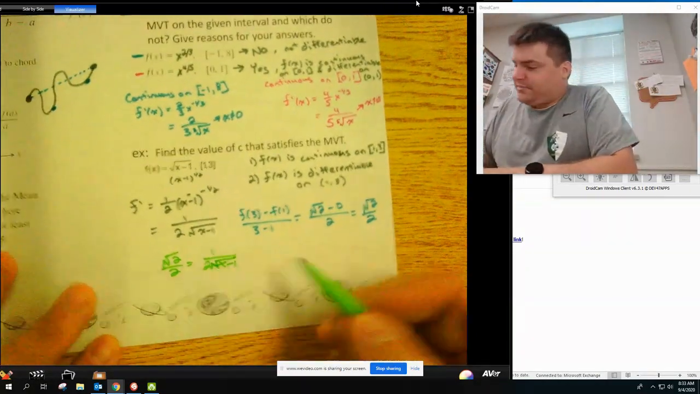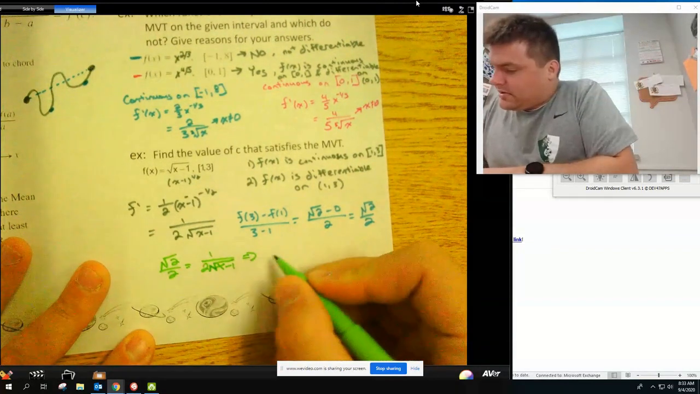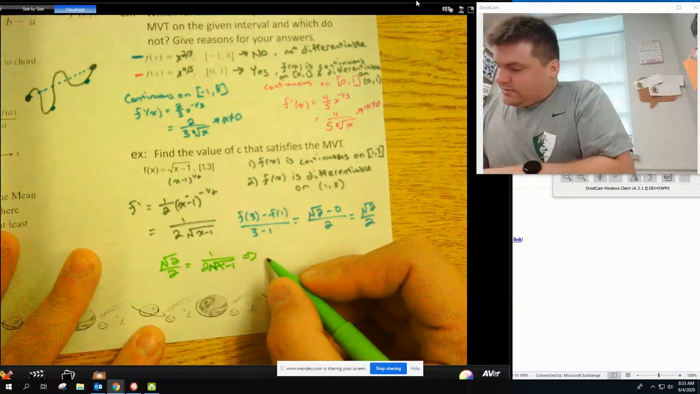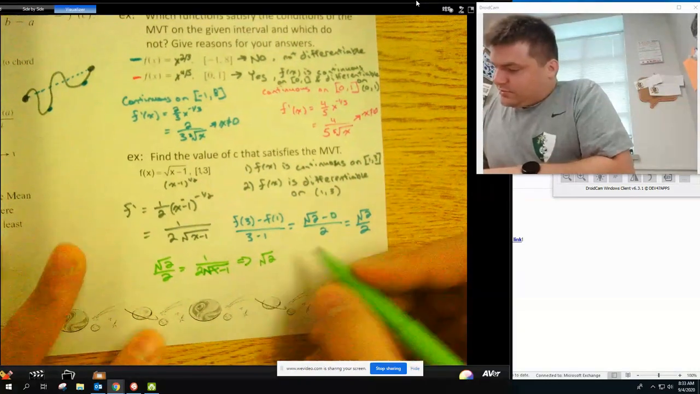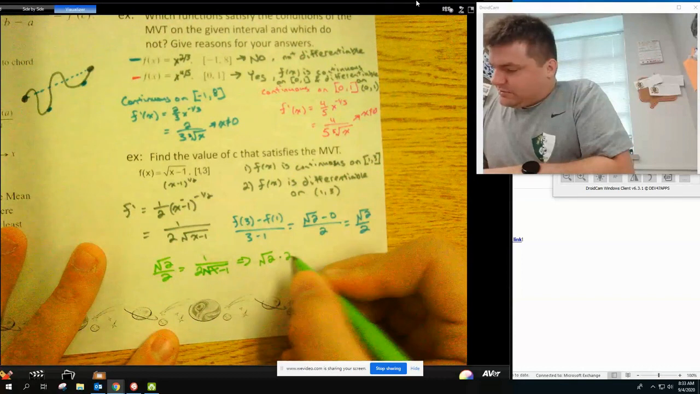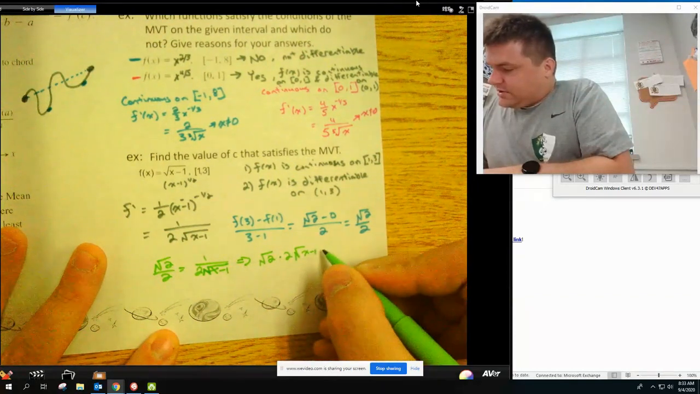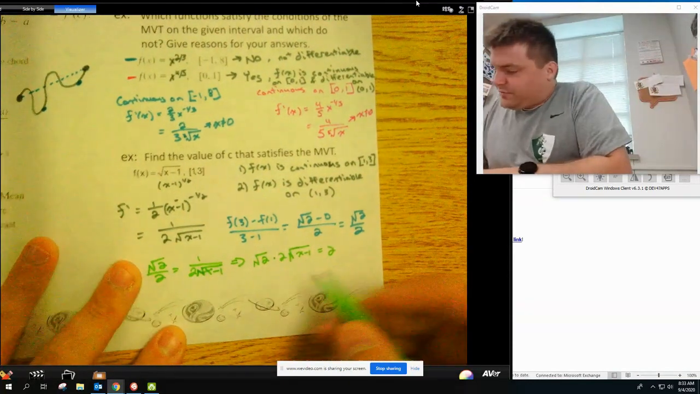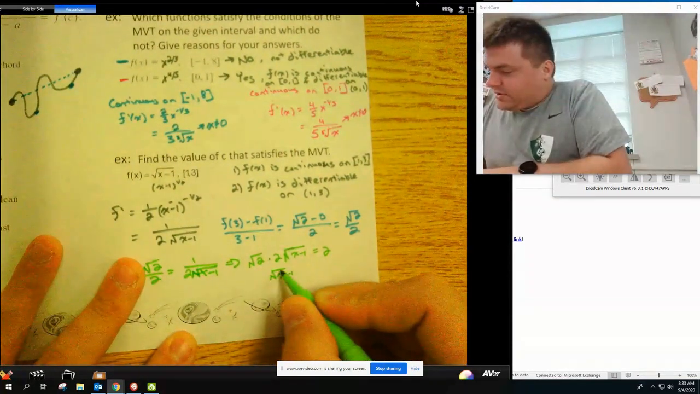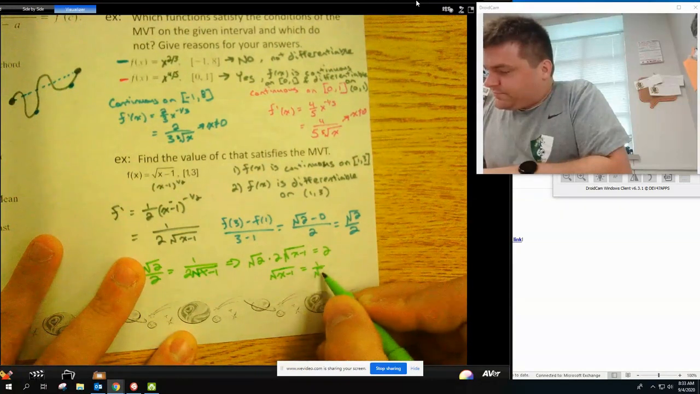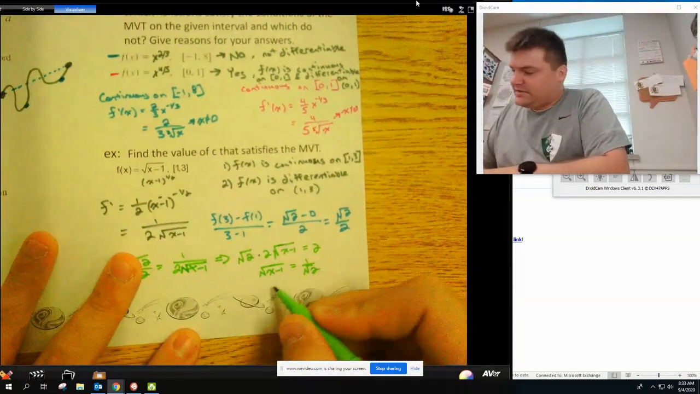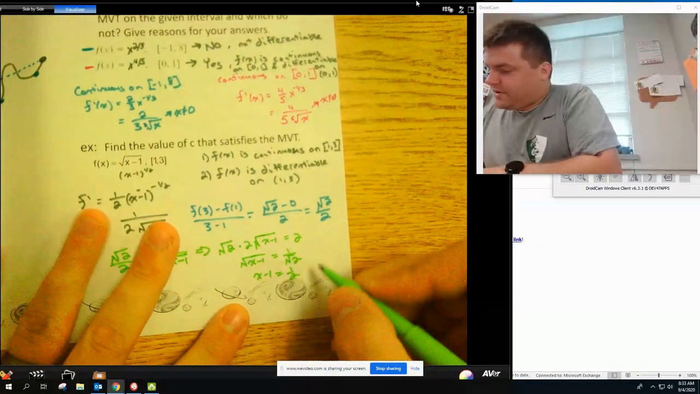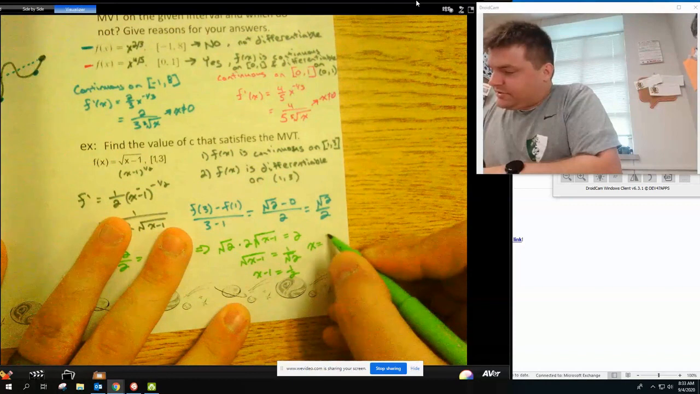Okay, cross multiply here, and you're going to get root 2 times 2 root x minus 1 equals 2. You can go ahead and divide the 2 root 2 over, so you're going to get root x minus 1 equals 1 over root 2. Square both sides, you get x minus 1 equals 1/2. And then add the 1 over, and you're going to get x equals 3/2.